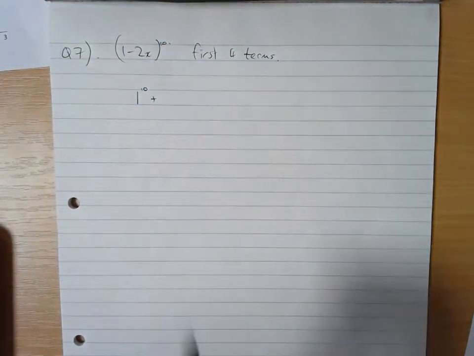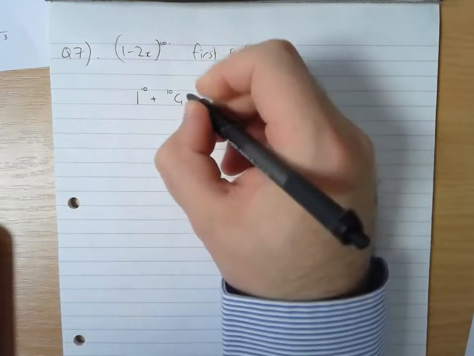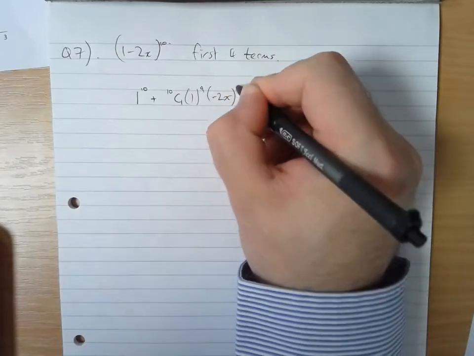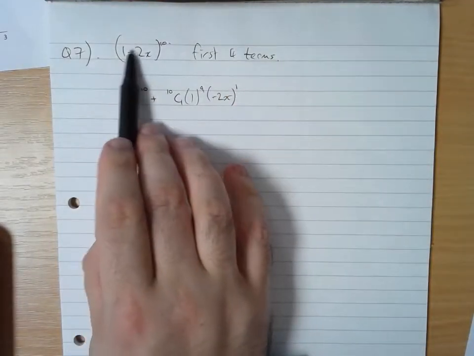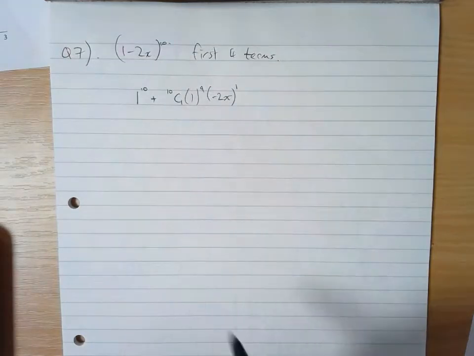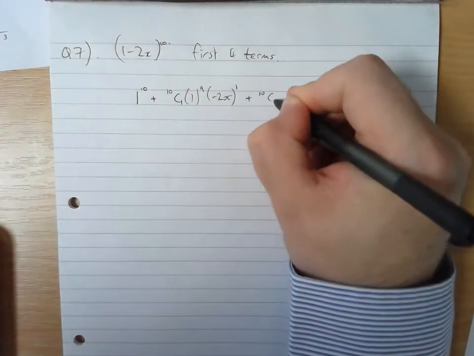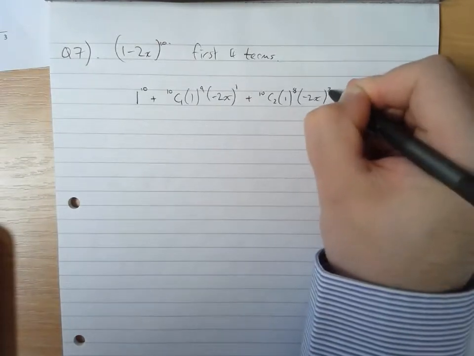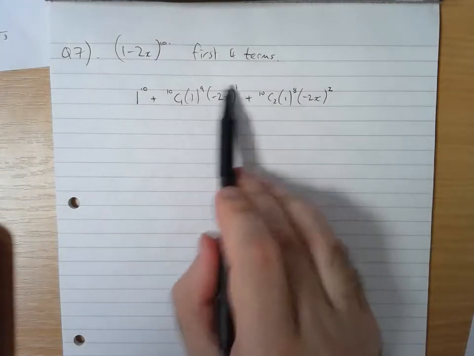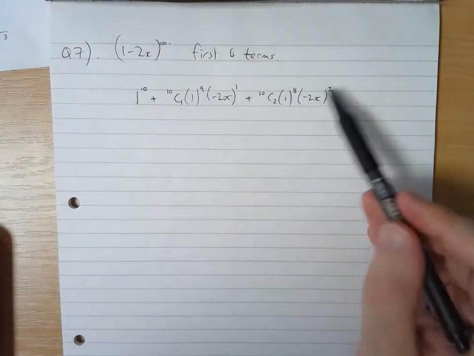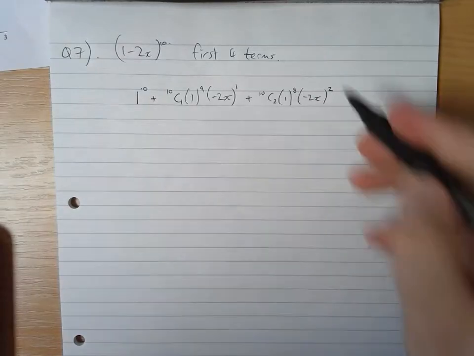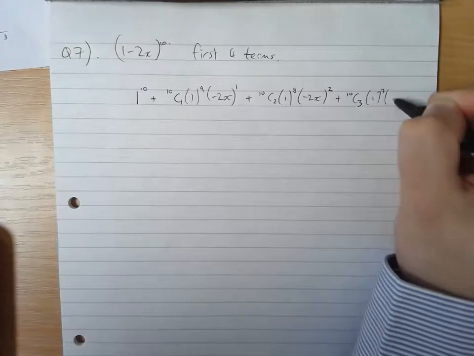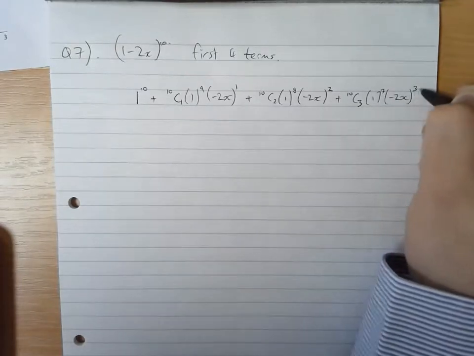Our next term is going to be 10c1, 1 to the power 9, minus 2x to the 1. The minus in here is actually part of the second term, so we need to make sure this goes in brackets. Our next term is 10c2, 1 to the 8, minus 2x to the 2. Notice the pattern here, we've got 1s here and here, and these two add up to 10. The 2s here and here, these two add up to 10. And lastly, 10c3, 1 to the 7, minus 2x to the 3.